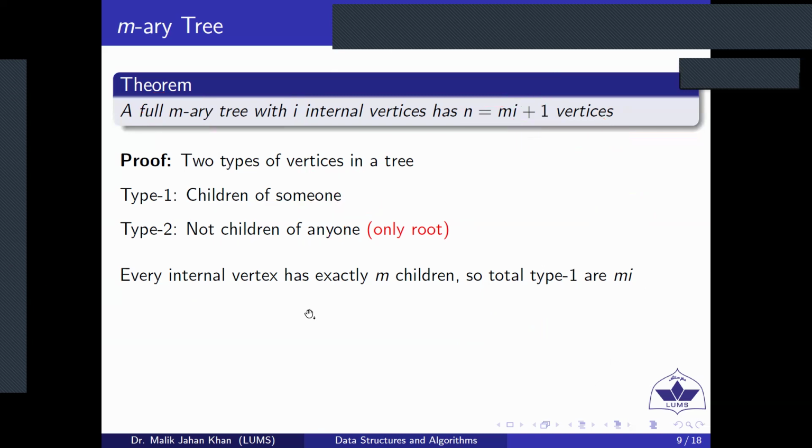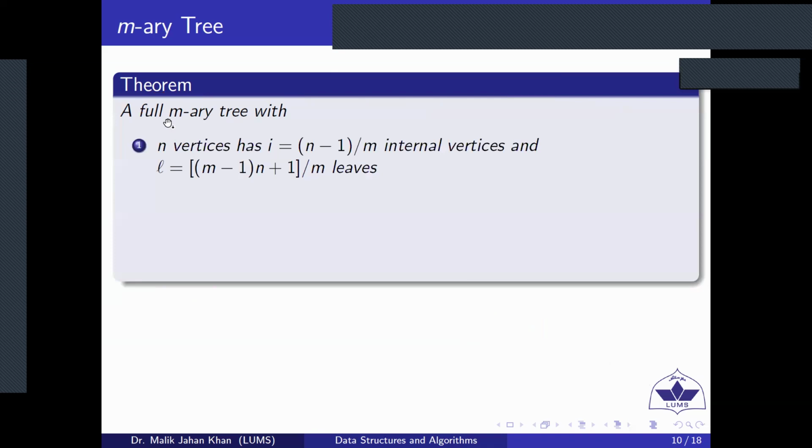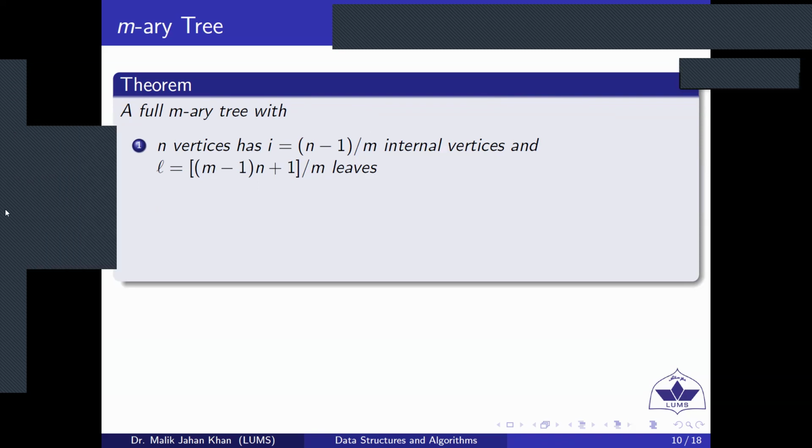All right. So theorem number 2: a full m-ary tree with n vertices has some number of internal vertices, represented here as i, equal to (n minus 1) over m. And it has some leaf vertices, and leaves are computed by this second expression. So let's try to understand what this characteristic says.